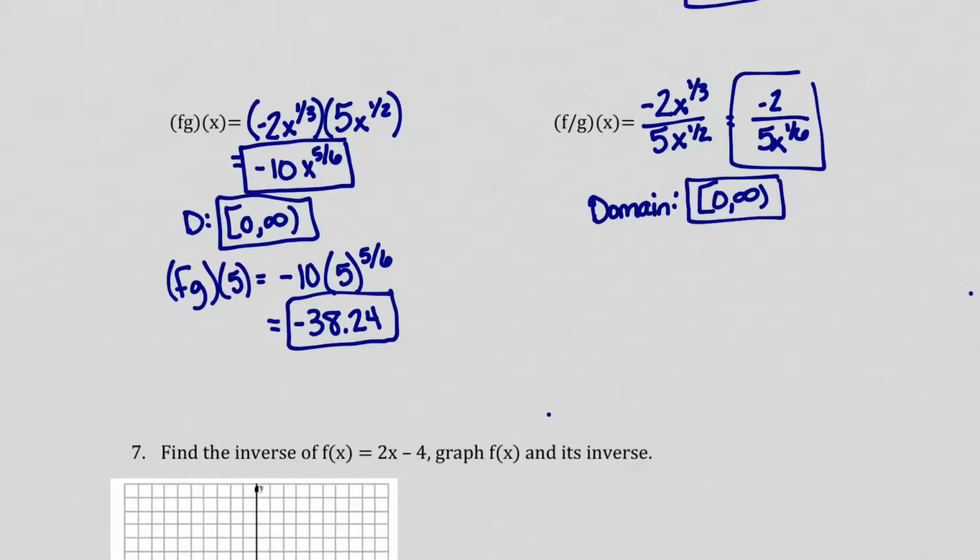And then if I take f divided by g of 5, I'm plugging in 5 for that x, I get a problem that looks like this. And I got a negative 0.31.